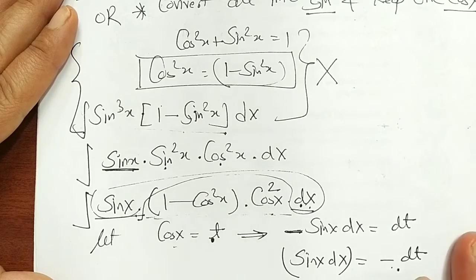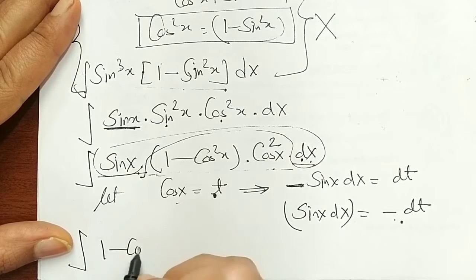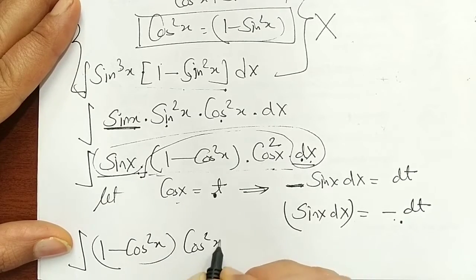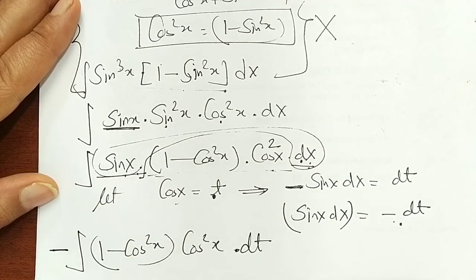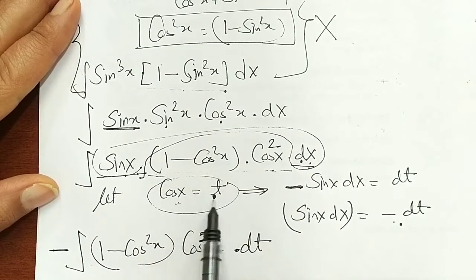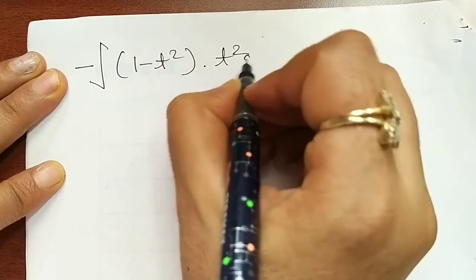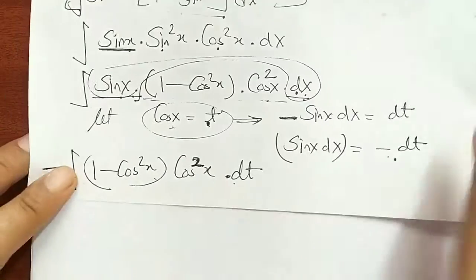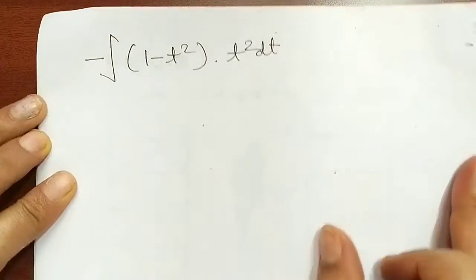Okay, what I am doing is I am trying to convert the entire question into t only. So let me see, it is 1 minus cos square x, and this part I am writing minus dt. Minus I am writing in front. Okay, and now my entire question should be in t. So I will replace cos x by t. Okay, let me do that. So see here, the question will become minus of 1 minus t square dt. Understood? So this is minus of 1 minus t square into t square dt. Okay.